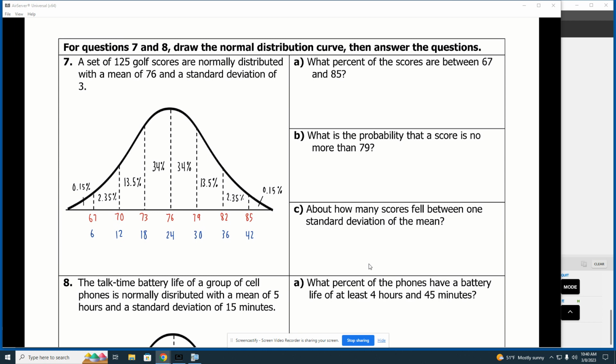So let's go through this. One, by Friday, you need to have these percentages memorized. Okay? So what are the middle two? 34. The next number, 13.5. The next one, 2.35. And then that last little outlier, 0.15. You need to have those numbers memorized.